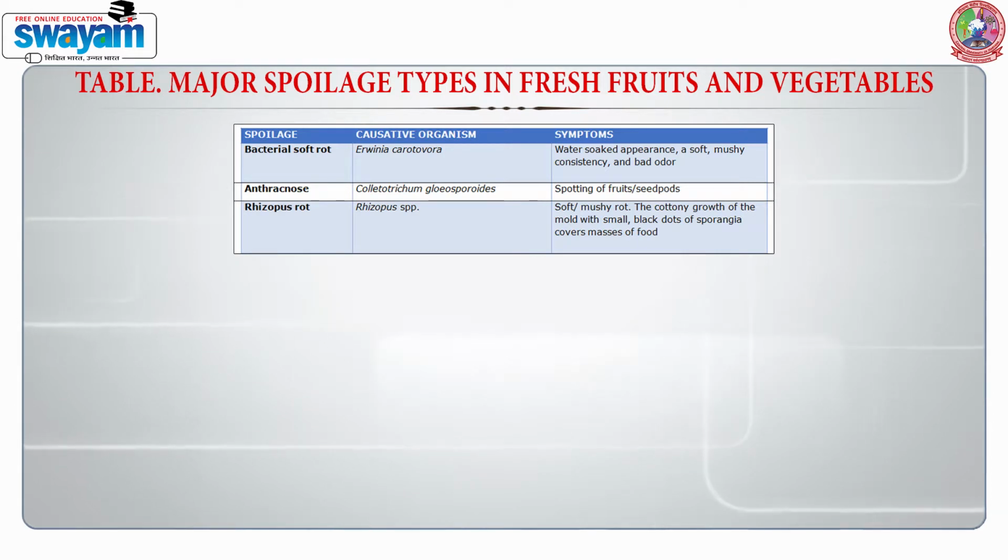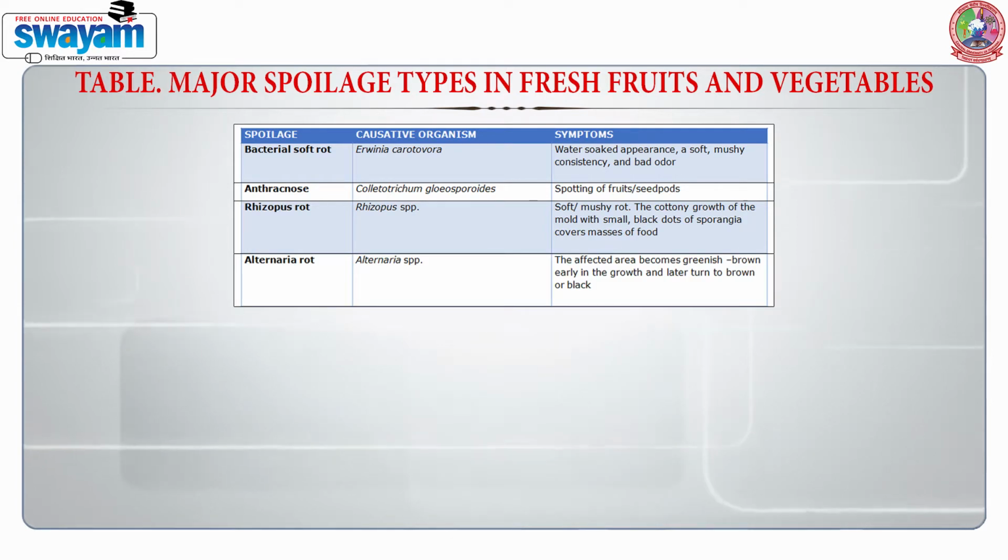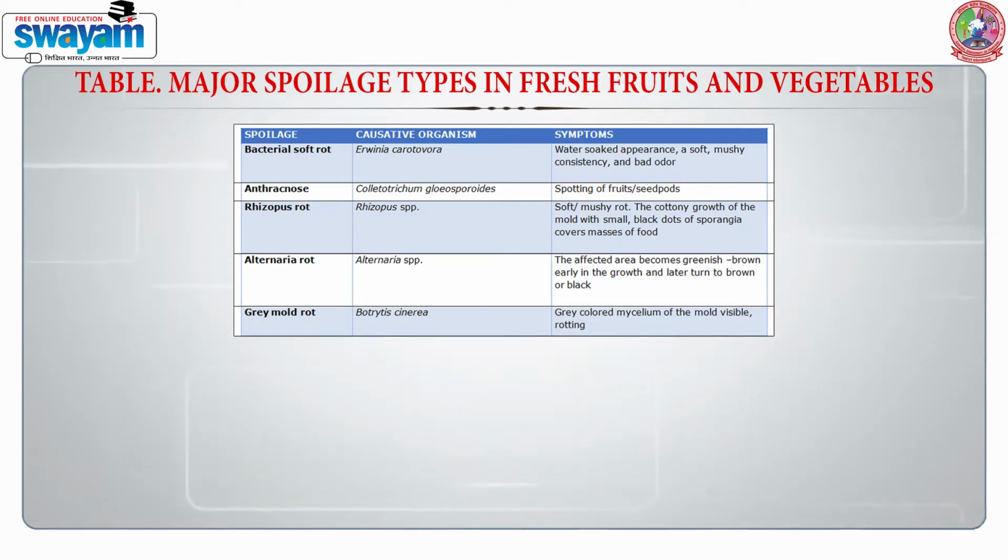It will show cottony growth of the mold with small black dots of sporangia, which covers the masses of the food. Alternaria rot is caused by Alternaria species. The affected areas become greenish brown early in the growth and later they become brown or black. The grey mold rot is caused by Botrytis cinerea. It shows grey colored mycelium of the mold and also rotting appearance.